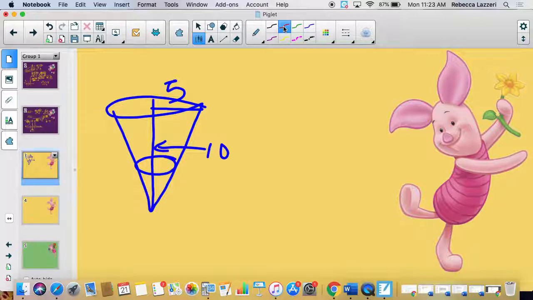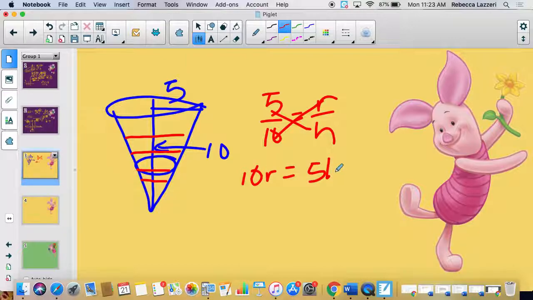And so as this fills up, you can see that it maintains a 5 to 10 ratio, your radius to your height. So it gives you 10r equals 5h. You can use that as you need to. I might use h is equal to 2r, or r is equal to half of h. Everybody okay with that? I prefer this one because it doesn't have a fraction in it, okay? Sometimes the a part will say write the volume in terms of r, or write the volume in terms of h. And then you just got to get rid of one of your variables with substitution, okay?